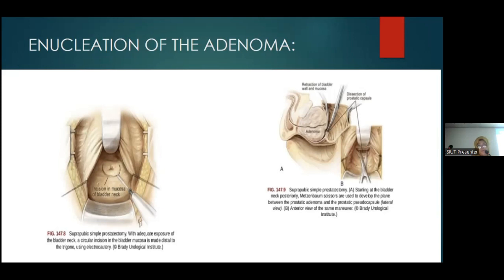After that, a sharp dissection is done at the 6 o'clock position between the prostatic pseudocapsule and the prostatic adenoma. When a sufficient plane is made by the sharp dissection, blunt dissection is done using the finger, freeing the prostatic adenoma posteriorly and laterally. At the apex, the prostatic adenoma is separated from the urethra by a pinching motion, avoiding excessive traction, so as to avoid erosion of the urethra and damage to the external urethral sphincter.